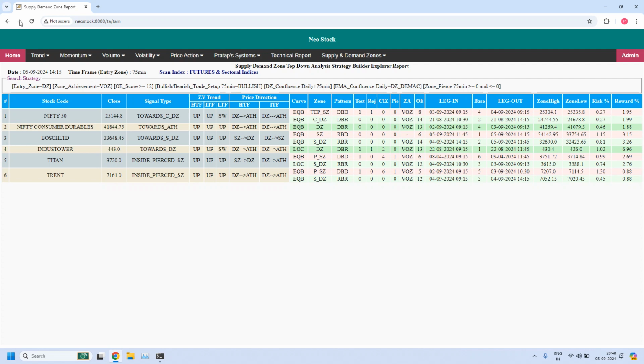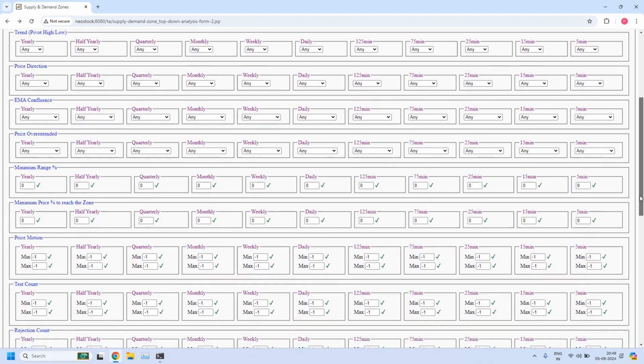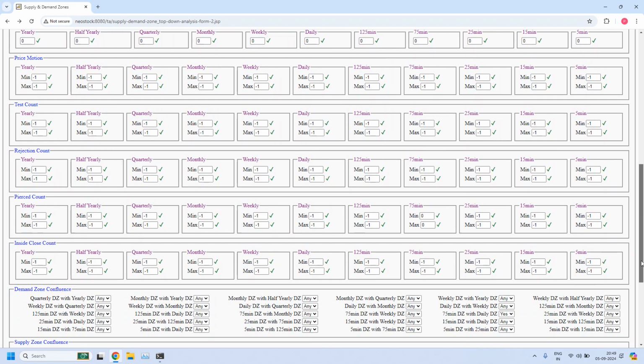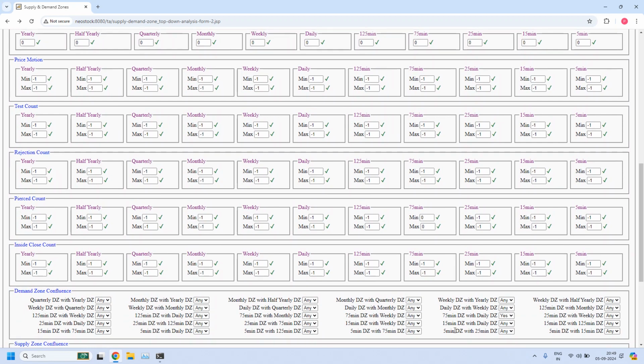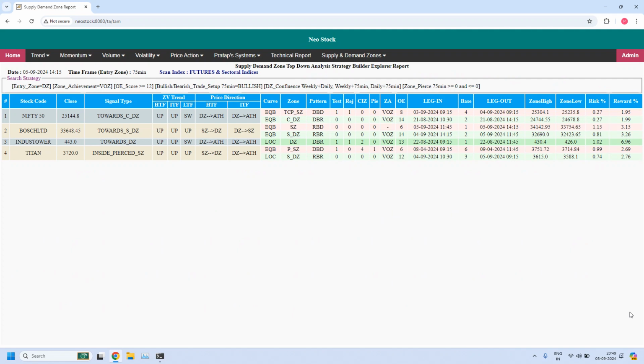Okay, next I am removing the EMA filter. Let us look for LTF, ITF and HTF zone confluence, demand zone confluence. Already we have selected 75 with daily demand zone confluence. Now HTF confluence, 75 with weekly demand zone, and also daily demand zone with weekly demand zone, also enabling with all the 3 filters. Let's verify. Now these 4 stocks are supporting 75 minutes, daily and weekly zone confluence.